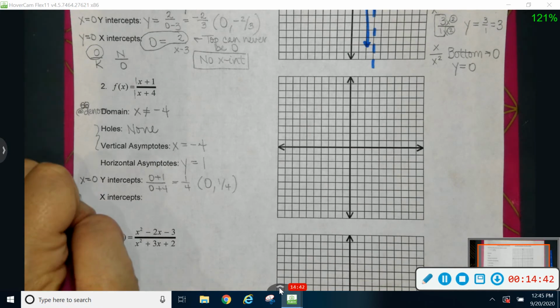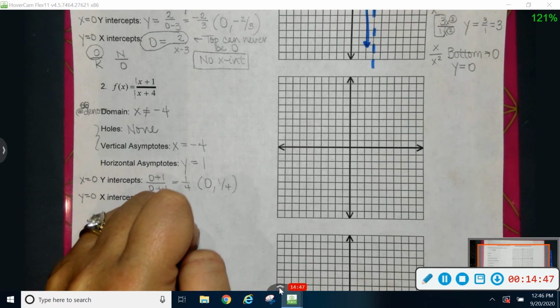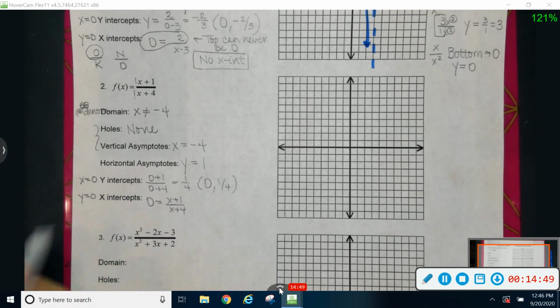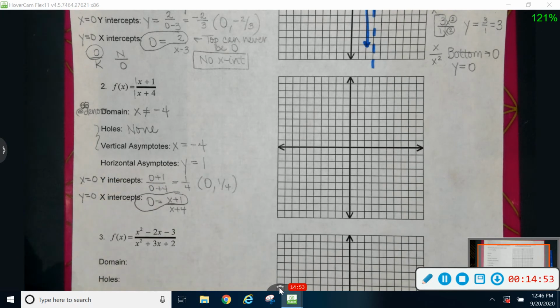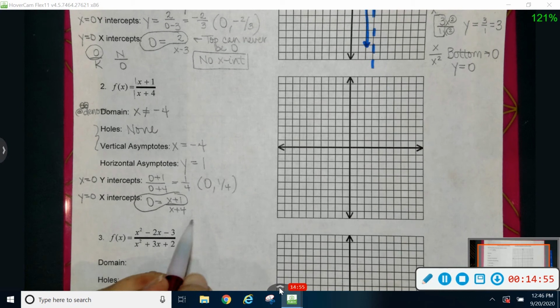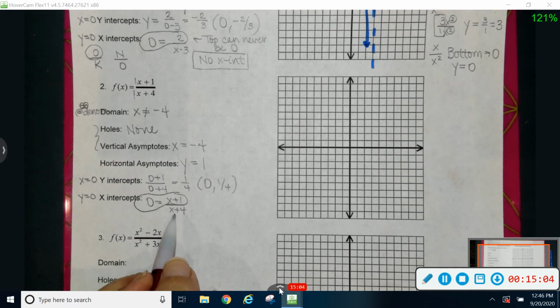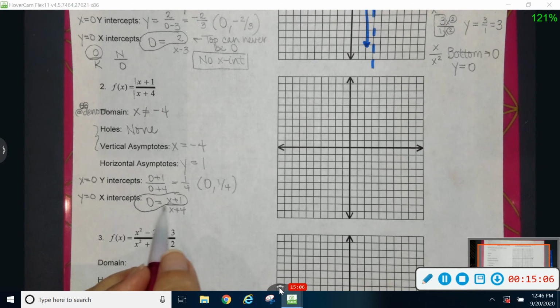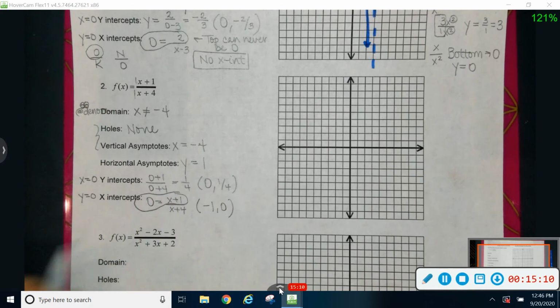X-intercept means I keep x and I make y 0. So I set the entire equation equal to 0. But if I want that fraction to be 0, I really just need the top to be 0. Doesn't matter what I have on the bottom, on the denominator, if my numerator is 0, that whole thing, 0 divided by whatever we got on the bottom, is going to be 0. So what will make x plus 1 equal to 0? Negative 1. So I have an x-intercept at (-1, 0).